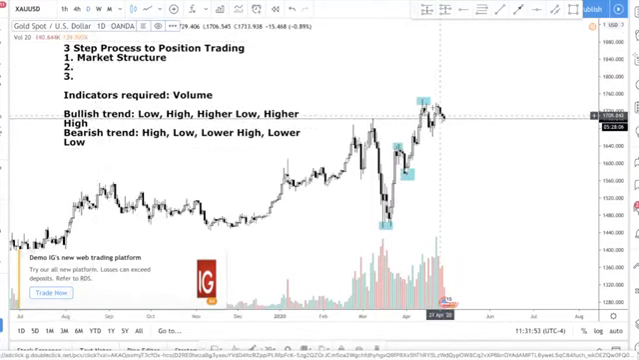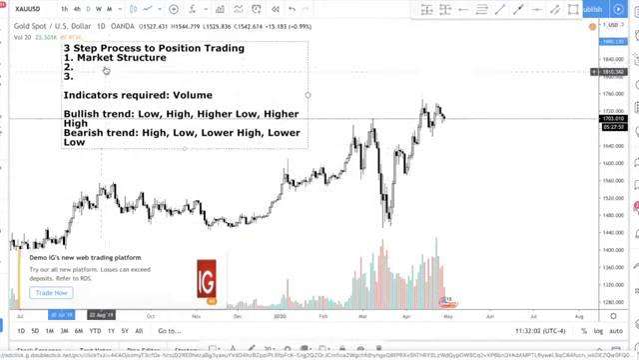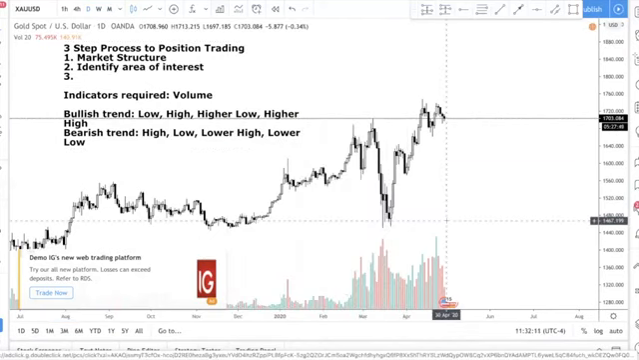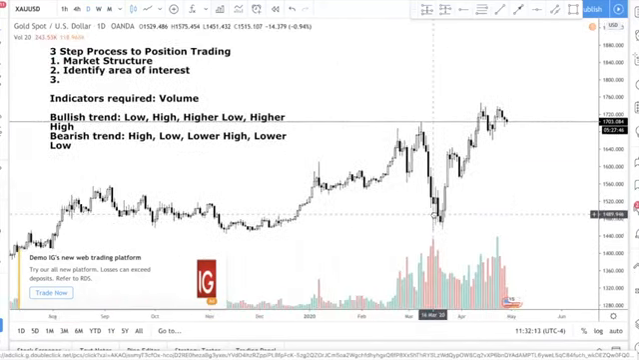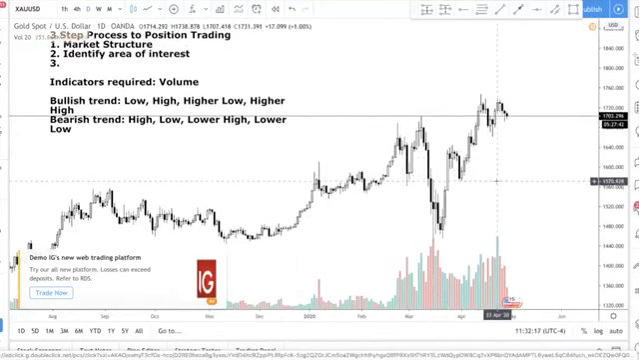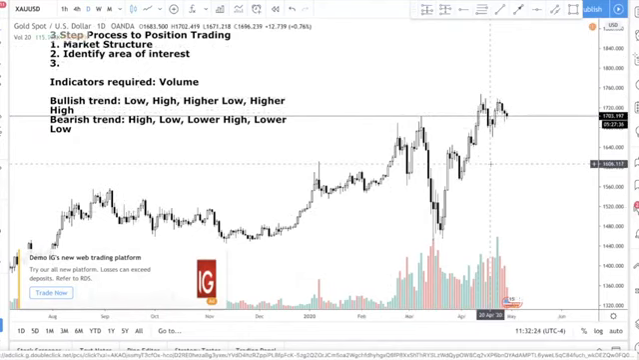The second step is to actually find the area of interest. Okay, let me just delete this. So earlier in step one, you identify your bias and what you want to do. For example, now we're looking at gold, and you see that we are in an uptrend, as I showed just now. We're in an uptrend, so you want to buy.